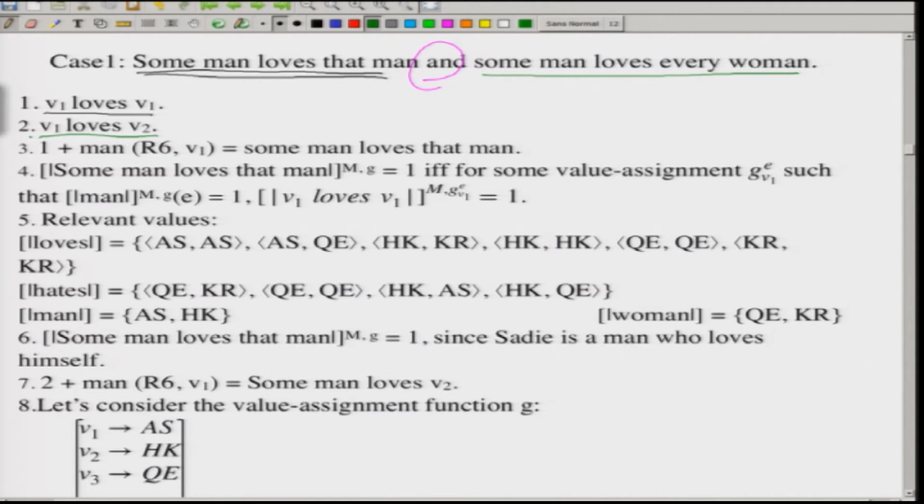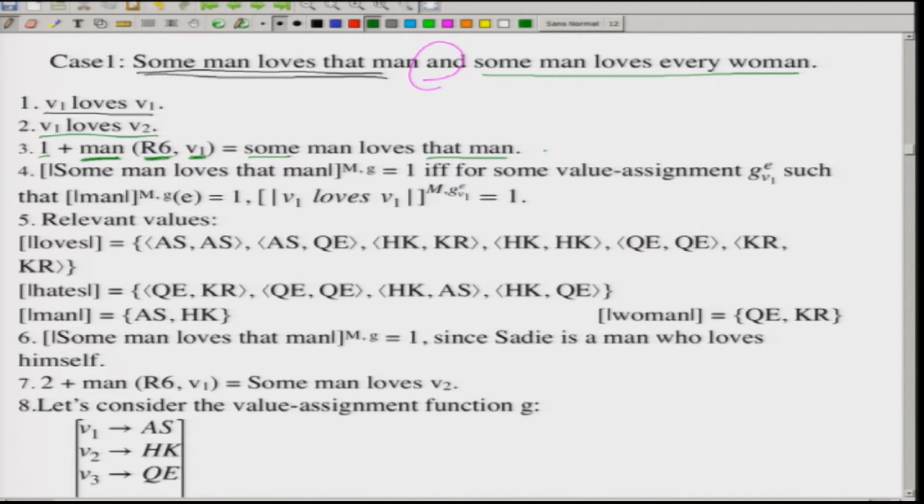Now, the first one with 1, that is V1 loves V1, we just add man, following R6, which is about the existential. We are applying it, sort of replacing V1 by man by following the rule R6, which is about some. We get some man loves that man. So, the first one is some man and then that man.